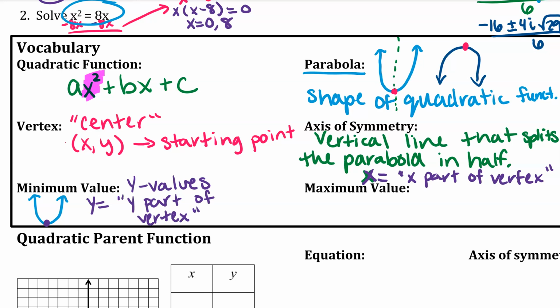And that makes sense because your parabola is facing up. So it's going up and up and up forever and ever and ever. Now the maximum is kind of the opposite.